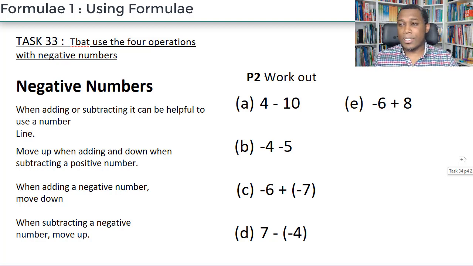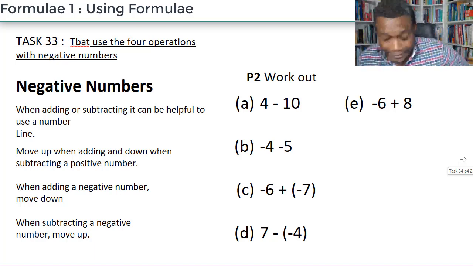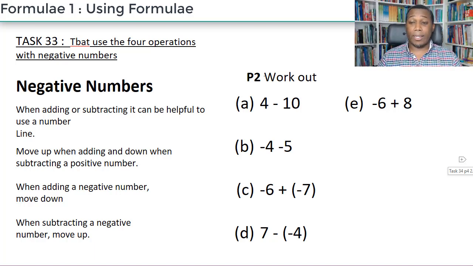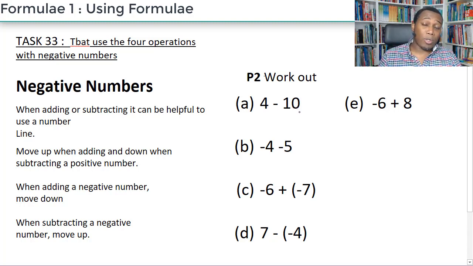Right, good stuff. Let's start. I'm taking away a positive number. That means I'm going down on the number line. Addition and subtraction is all about number line movement. That's what you need to be thinking about. Going down the number line, I will get -6.